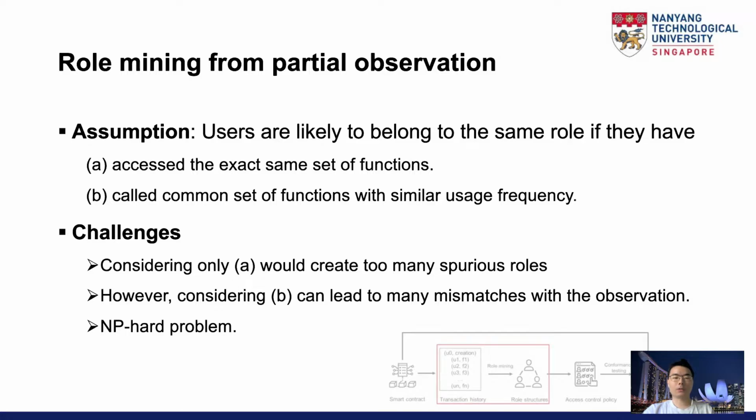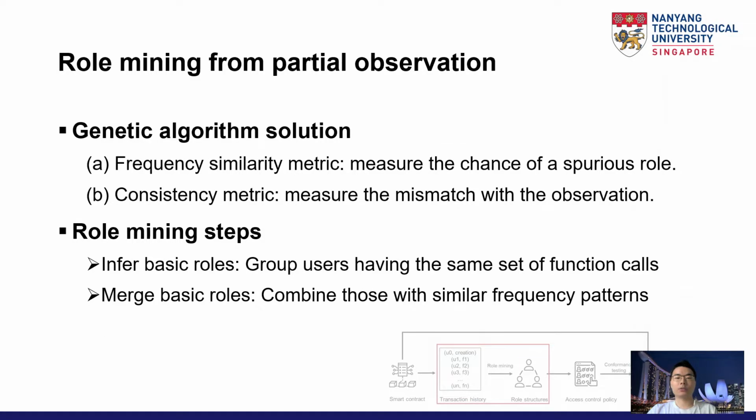First, for a role, if we consider the users with the same access functions only, there will be too many spurious roles. But if we also consider similar users, there will be too few user roles, and there's a large mismatch with observations. Last but not the least, role mining problem is NP-hard. So we propose a genetic algorithm solution to do the role mining.